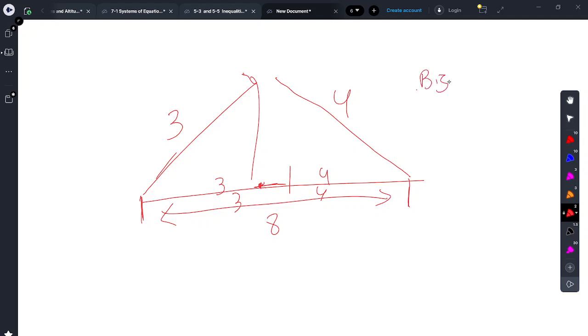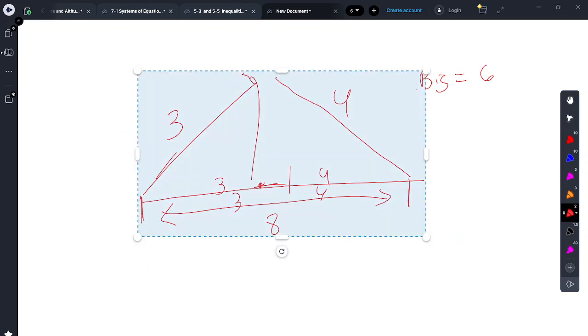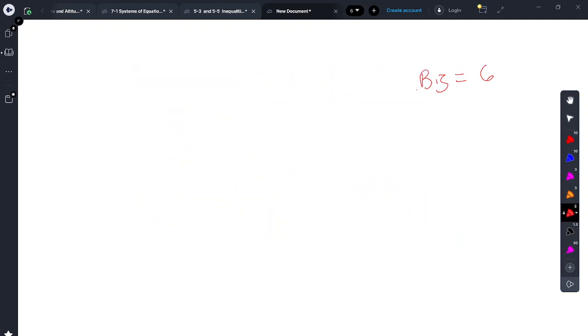The biggest it can be, if it's an integer, is 6. Logical? Okay, now here's my second question. What's the smallest it can be? Well, we run into a new problem, and this one takes a little bit more thinking. If this is 3 and this is 4, what's the smallest this could be?